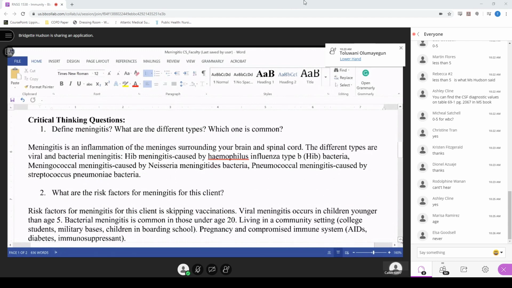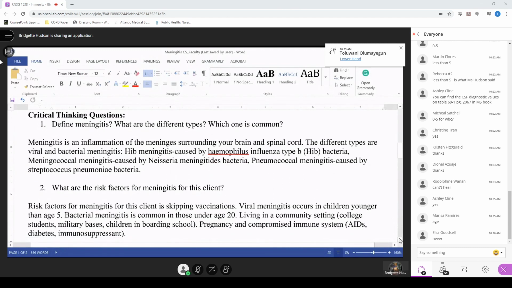Did she get all of her vaccinations? We don't know. But we see that bacterial is more common in folks under 20. Her living in a community setting. There was no indication of pregnancy, but we did talk about a compromised immune system. She didn't have diabetes, so that wasn't one of the issues that we needed to be worried about.